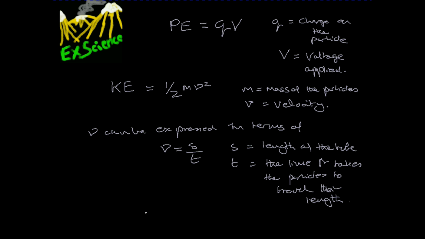So adding this term for v into our kinetic energy equation, we get kinetic energy equals half m (s over t) squared. This can be rearranged to t equals s times the square root of m over 2 KE.